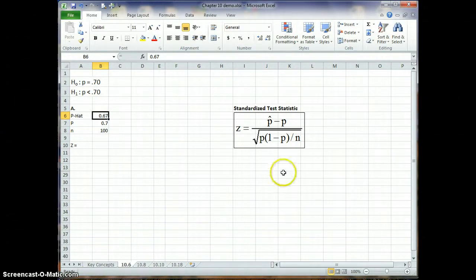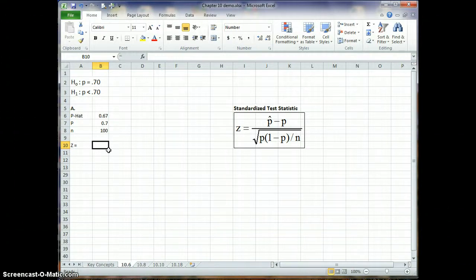And in this case we also have our standardized test statistic. I'm having a tough time tonight, sorry about that. So z is equal to p hat minus p divided by the square root of p times 1 minus p divided by n. So we're going to go ahead and calculate that right here.